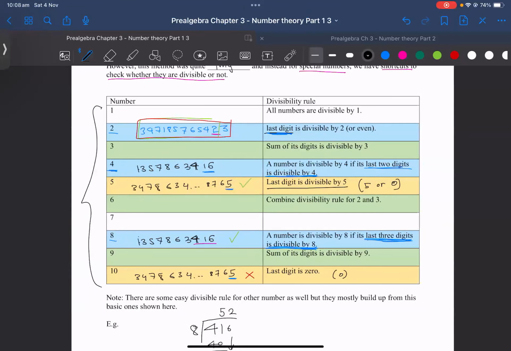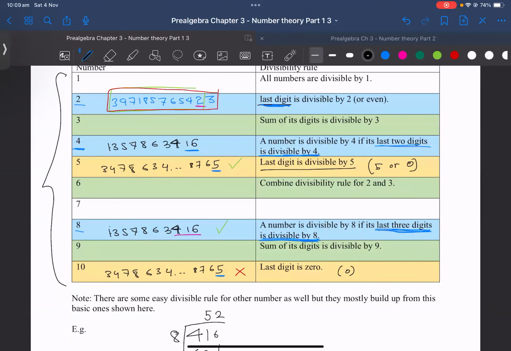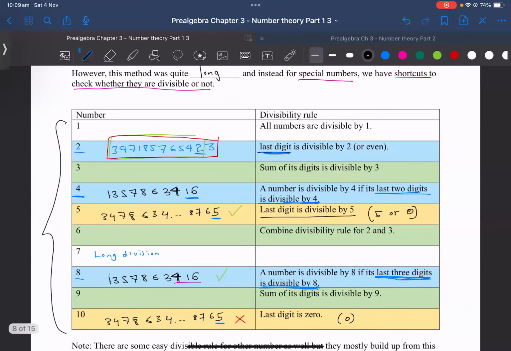But there's no easy rule for 7. 7 has a really long rule, which is not that useful, so it's better just ignoring it. For 7, the easy way is long division. I can tell you the rule later if you want, but maybe we'll go through 3, 6, 9 first. There is a rule, it's just not as nice, and long division is probably a bit easier anyway. But anyway, any questions about the divisibility rule for 5 and 10?